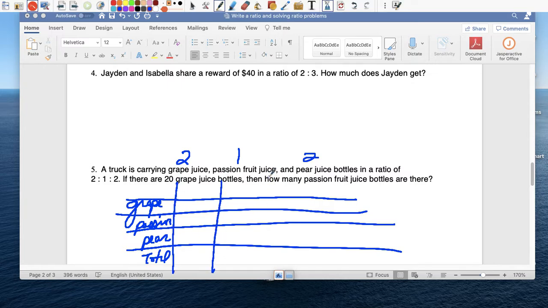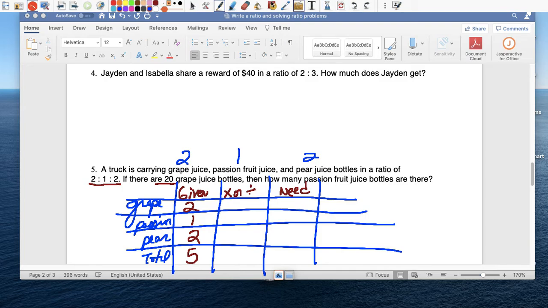So how many grape do we have? We have right now 2 grape, 1 passion, 2 pear, right? 2:1:2. Total, 2 plus 1 plus 2 is 5. So that's what I know, right? That's what they gave me. Times or divide. Now, what we need here is, when there's 20 bottles of grape juice, how many bottles of the others do I have? So over here, I'm going to put 20.